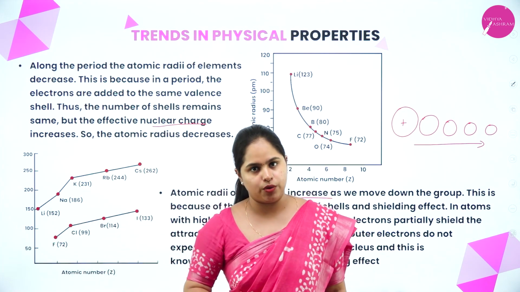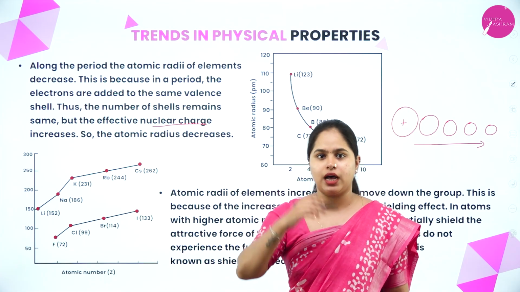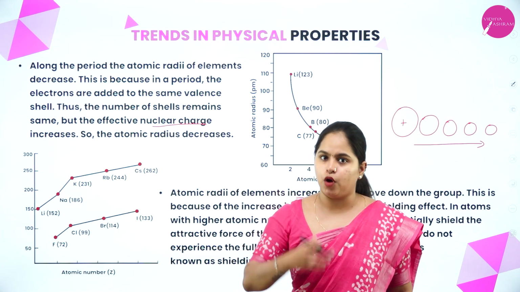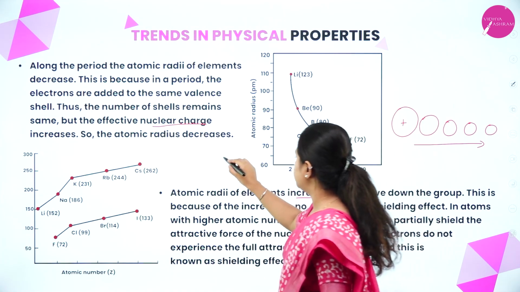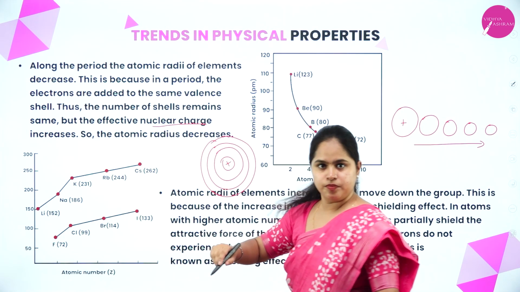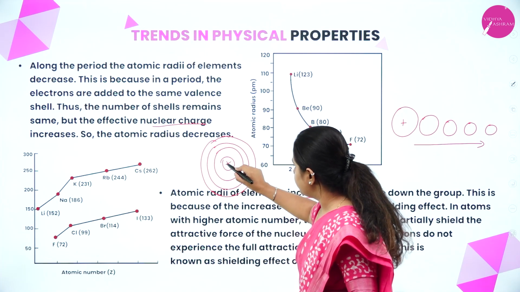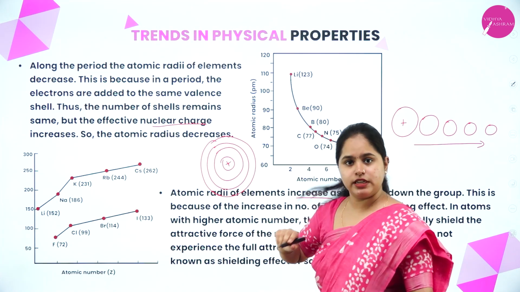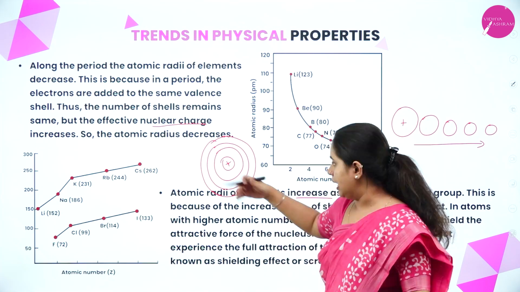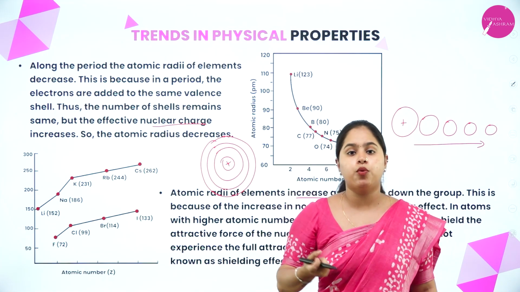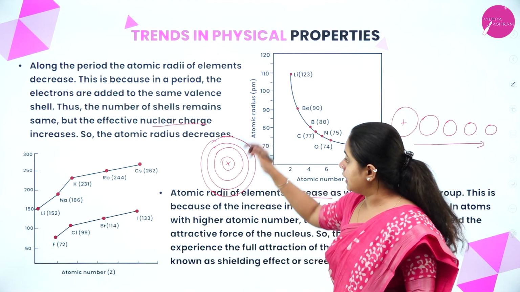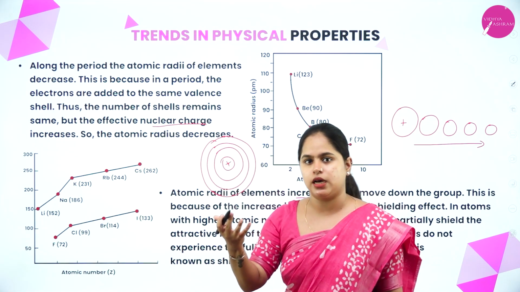We know that as we move down the group, more and more shells are being added. So of course the size will keep on increasing. As more and more shells are being added, the attraction between the positively charged nucleus and the electrons will keep on decreasing. The attractive force with which the nucleus can pull the electrons keeps decreasing. So the size will not decrease, it will keep on increasing because more and more shells are being added.